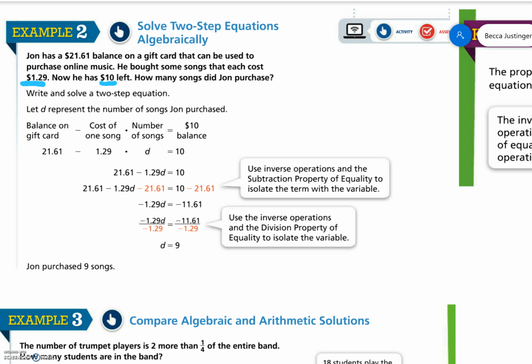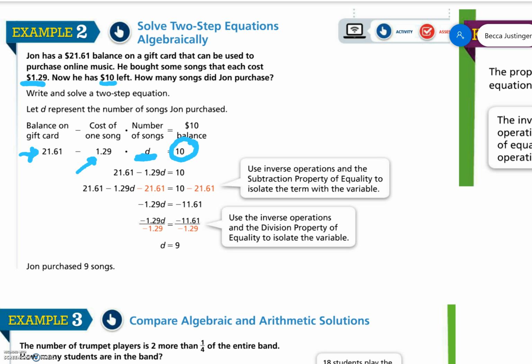So we've got the balance on the gift card, and you subtract the cost of the song times the number of songs to equal his balance. So what he has minus the amount it costs per song. Now we don't know how many songs, so we use D, and that equals the amount he has left, 10.